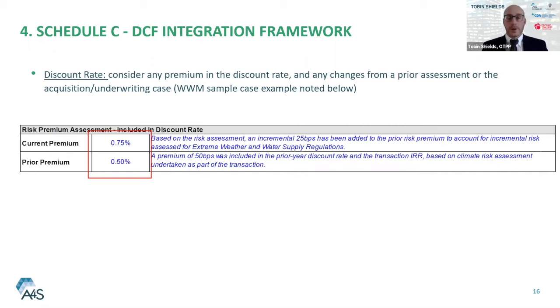In the case of wastewater management, a 50 basis points premium was included in the acquisition discount rate, which has now been increased by 25 basis points in the current valuation due to changing assessments of extreme weather and water supply regulations, accounting for incremental risk that has not already been reflected through the cash flows. The quantum of the premium or discount is judgmental, similar to alpha. And it's our hope that additional guidance may arise in the future once more empirical data becomes available.